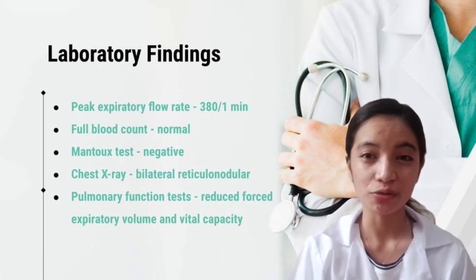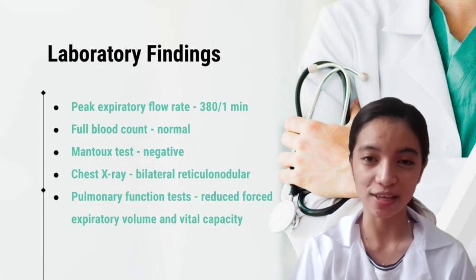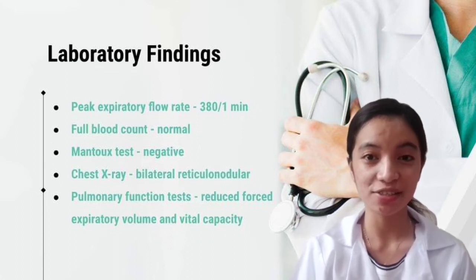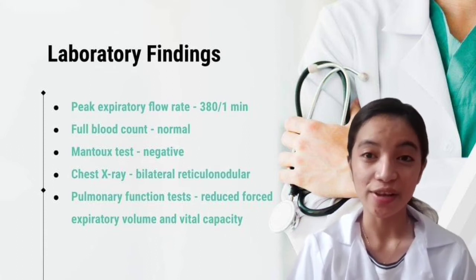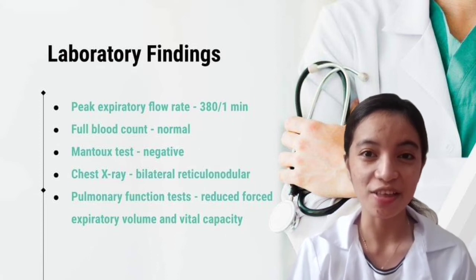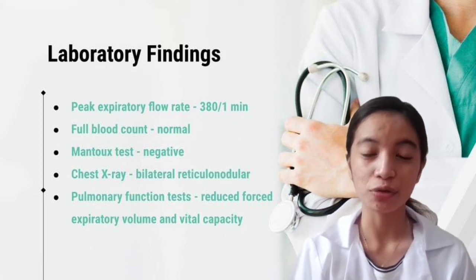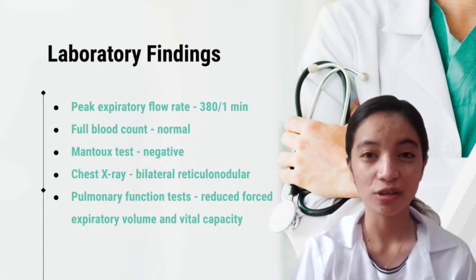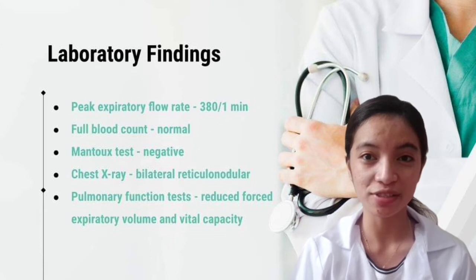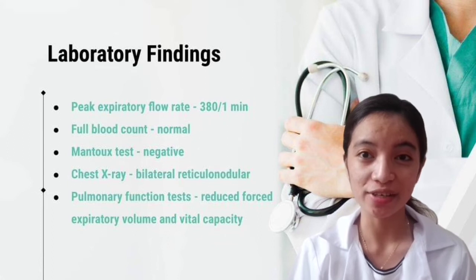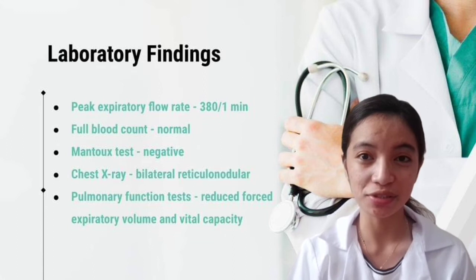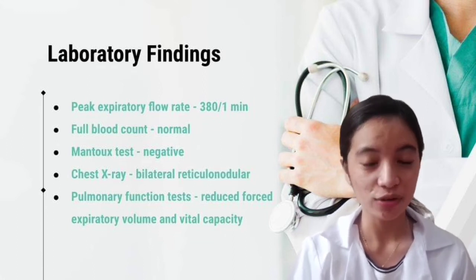A full blood count was normal, and the Monto test was negative. His physician advised him to consult a chest specialist for further advice. An X-ray of the chest was taken, and the middle and lower zones showed bilateral reticulonodular shadowing. The lung function test showed a reduced forced expiratory volume in the first second (FEV1), a decreased vital capacity, a restrictive effect, and a 60% reduced capacity for diffusing carbon monoxide gas.